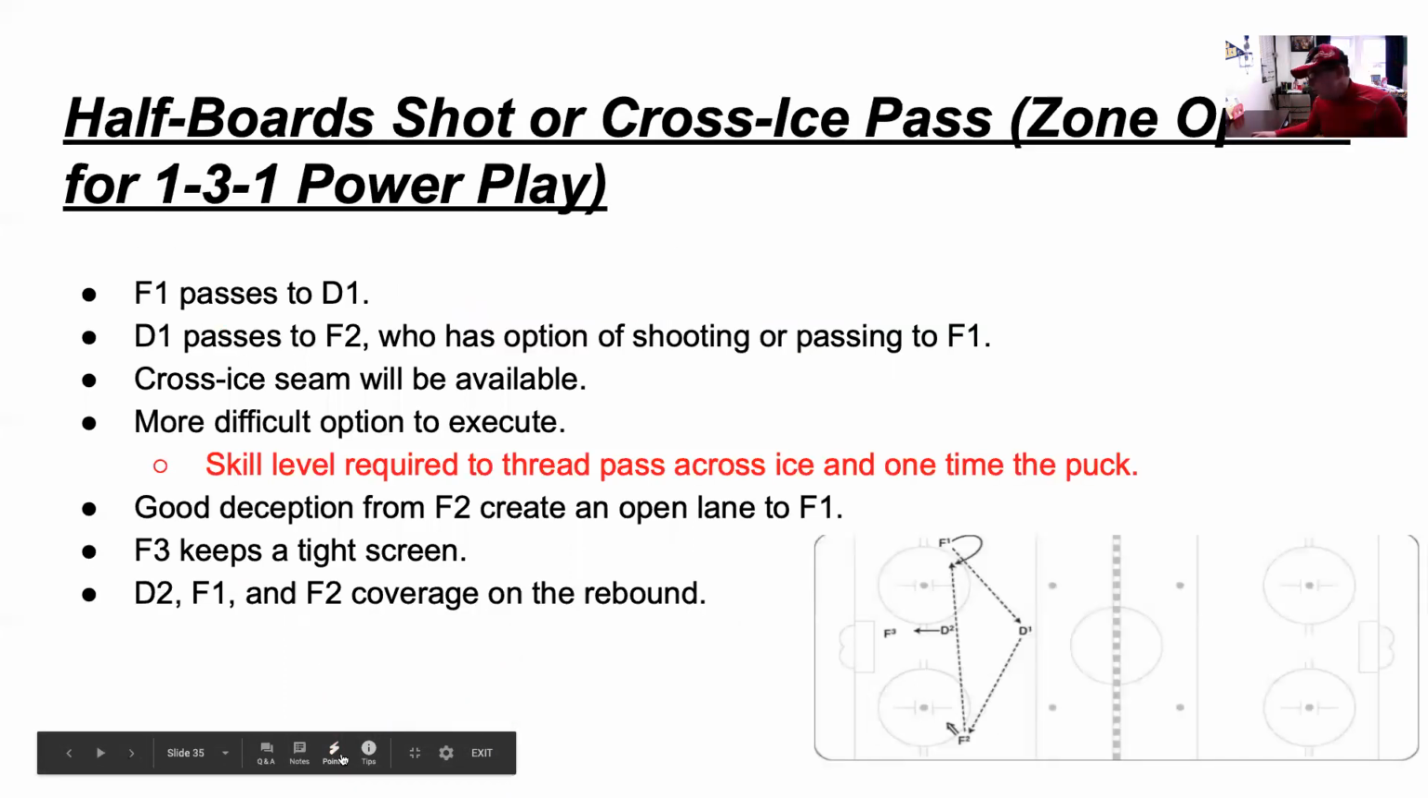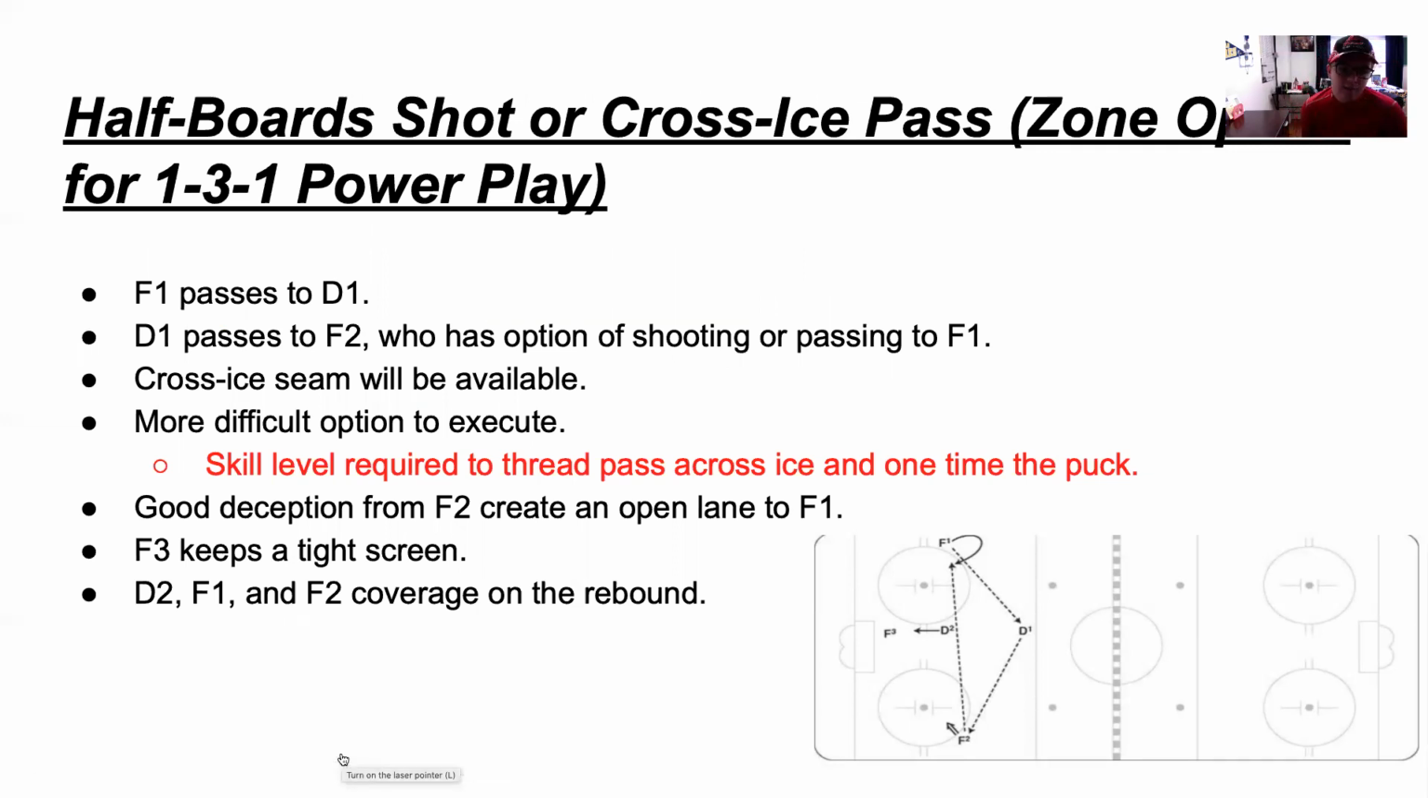Okay, so we have the half board shot. So F1 passes to D1, and D1 passes to F2, who has the option of shooting or passing to F1, and the crossed ice seam will be available. So like I say, that open space. And this is a more difficult option to execute because it requires high level skill to thread the pass across the ice in one time the puck. So we'll work on it. It may not work all the time, but we'll work on it. It's a good deception from F2 to create an open lane to F1. F3 keeps a tight screen, and D2, F1, and F2 converge on the rebound.